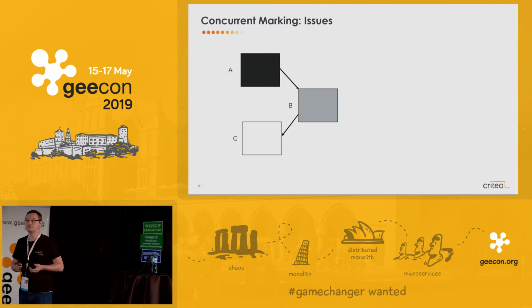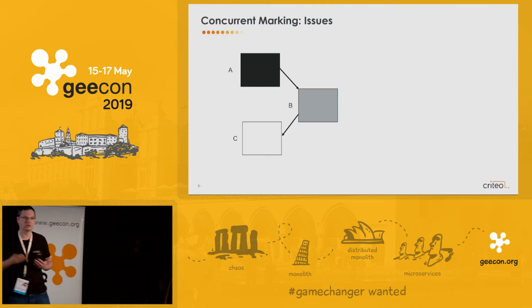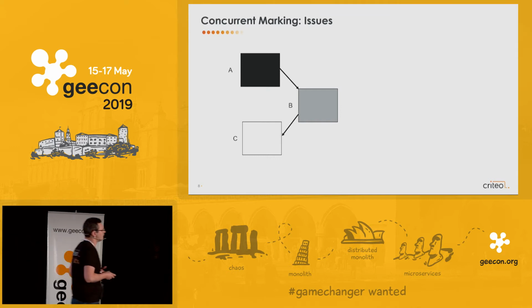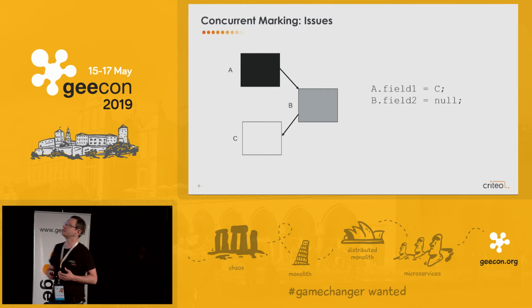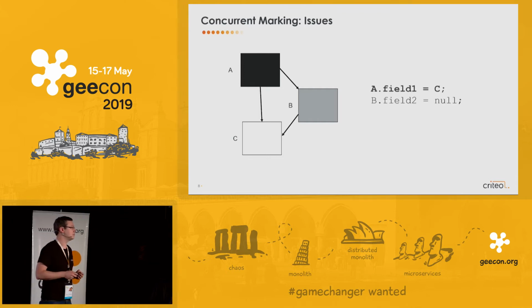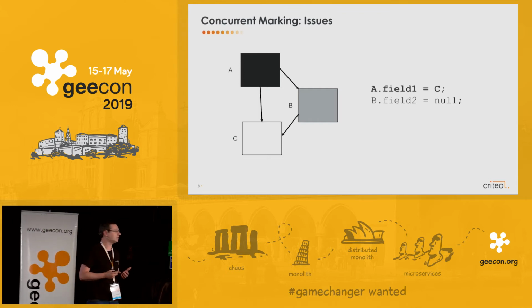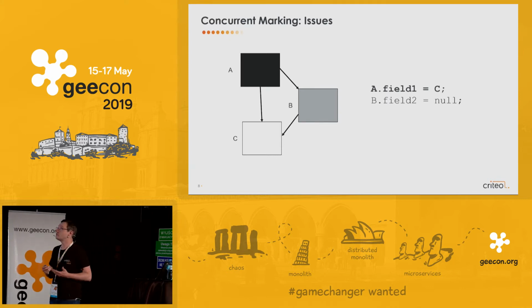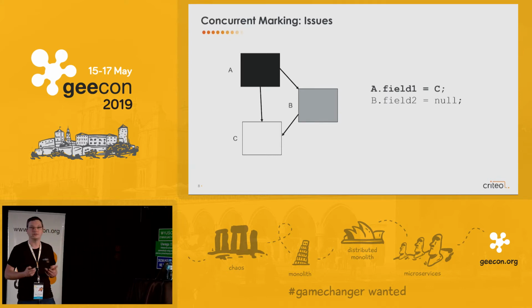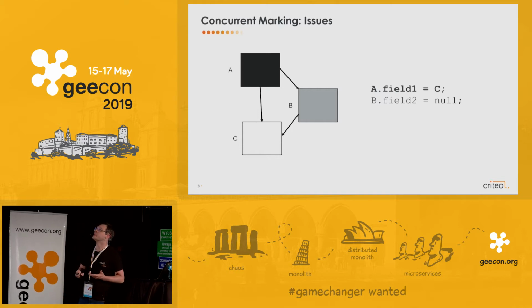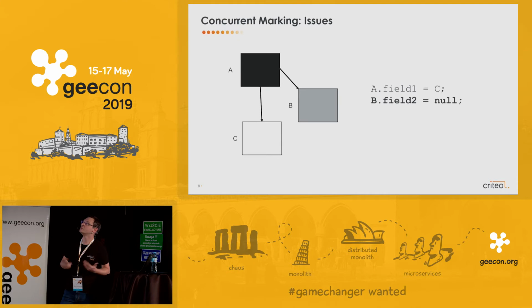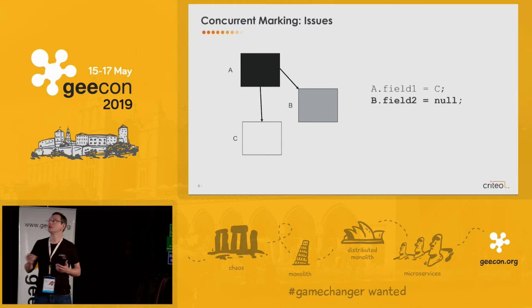Let's take an example. We are concurrently marking this object graph. We are in the middle of marking the object B, and we have this code executed by an application thread. We are storing into a field of object A a reference to C. And then we are removing a reference, putting null into field 2 that points to C.